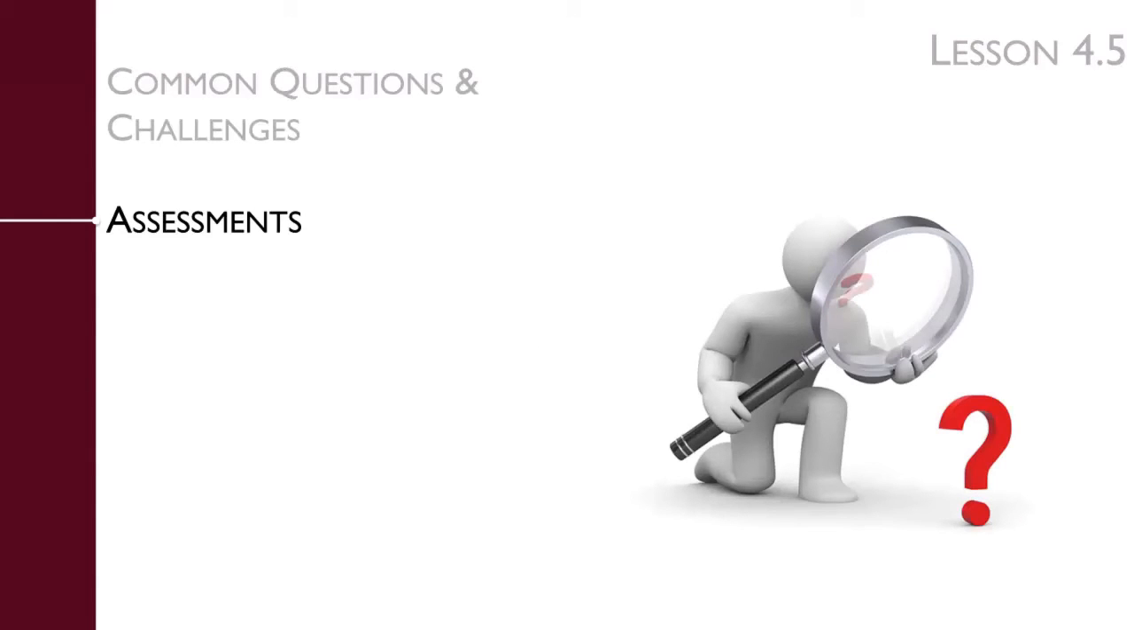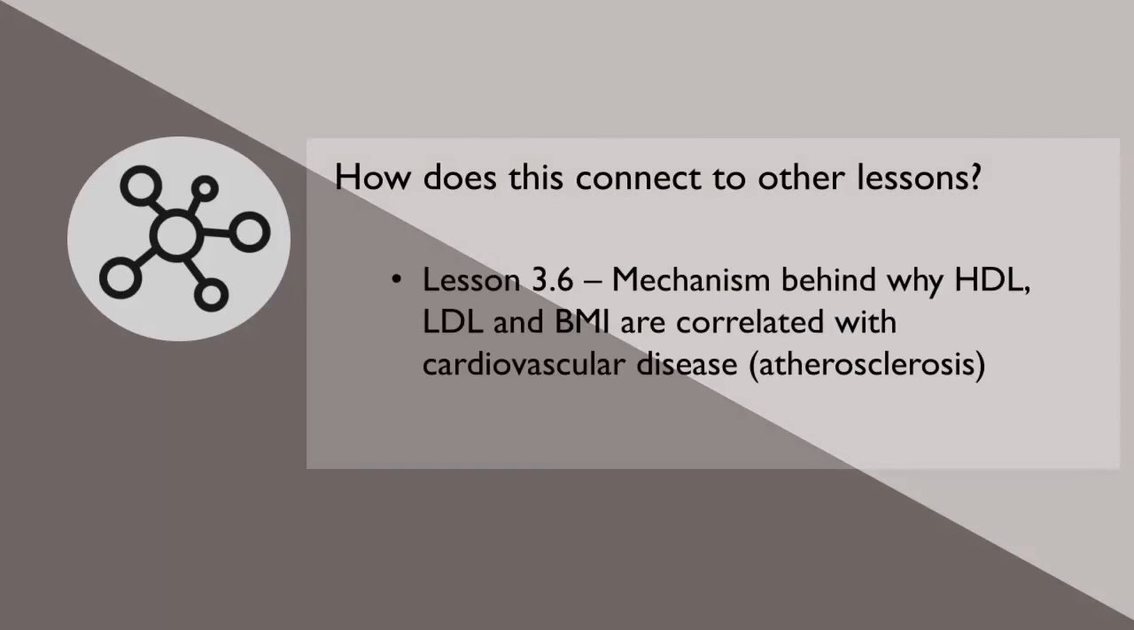At the end of this lesson, students should be able to find and describe the meaning of the correlations in scientific data and explain why large population studies may result in unclear data. Lesson 3.6 discusses the mechanism behind why HDL, LDL, and BMI are correlated with cardiovascular disease, namely atherosclerosis.